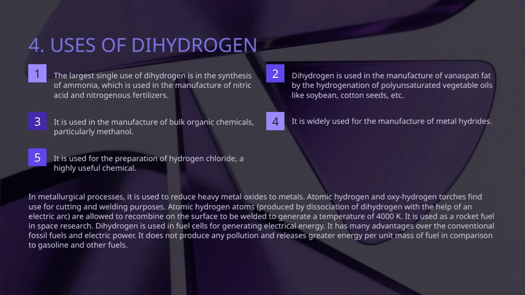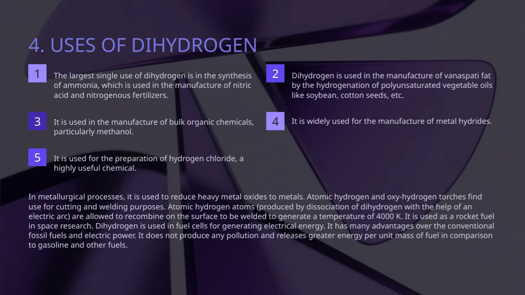Atomic hydrogen, produced by dissociating dihydrogen with an electric arc, recombines on the surface to generate extremely high temperatures of around 4,000 Kelvin, which is very useful in welding. Dihydrogen is also used as a rocket fuel in space research because of its high energy content. Additionally, it's employed in fuel cells to generate electricity. Compared to traditional fossil fuels, hydrogen offers many advantages, such as being pollution-free and providing more energy per unit mass than gasoline or other fuels.